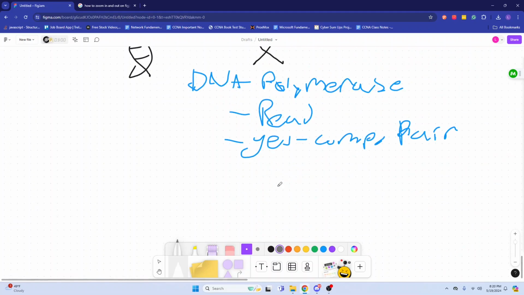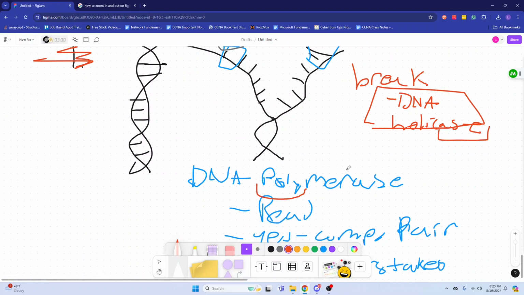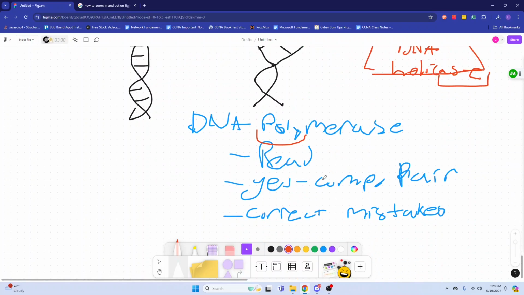There's a third thing that it's going to do also, which is going to be really important. It's going to correct mistakes. Okay? It does all of these things at the same time. A really good way to remember this is that poly means many, and this is the only enzyme that we talk about that has multiple different functions.